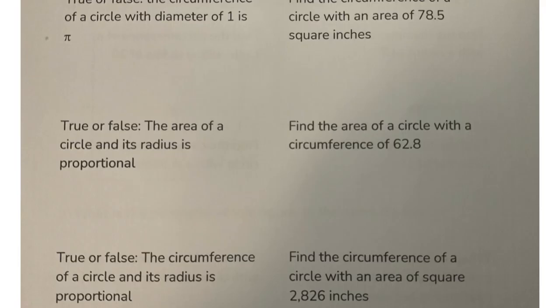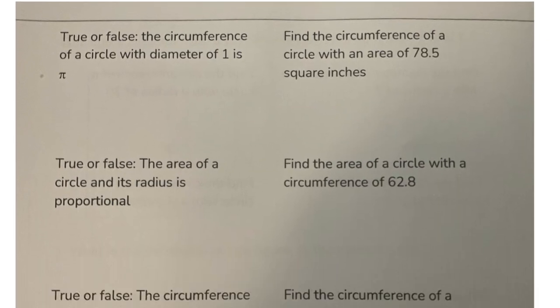All right, on the second page, they start to get a little bit harder, so let's take a look. True or false? The circumference of a circle with a diameter of 1 is pi. So here's a circle. Its diameter is 1, and we're trying to figure out if the circumference is pi or not. So let's check. Circumference is equal to our diameter, which is 1, times pi, or 3.14. And that equals 3.14, which means that this is true.